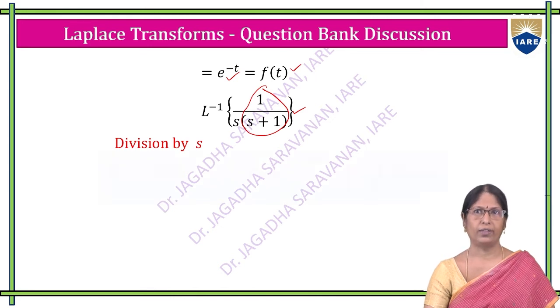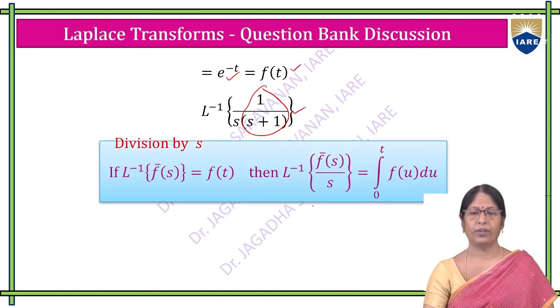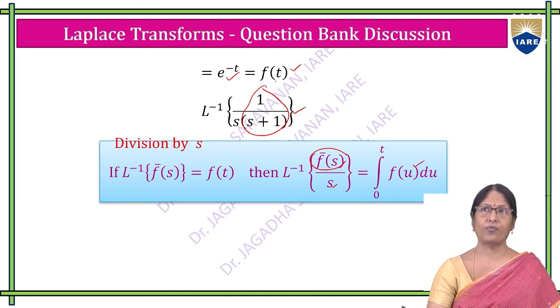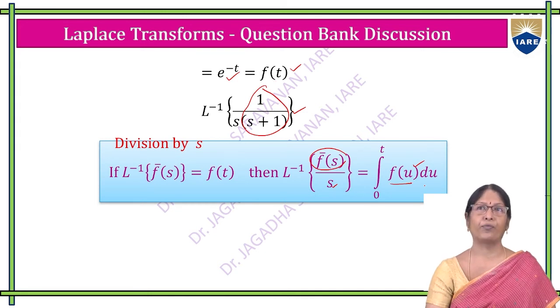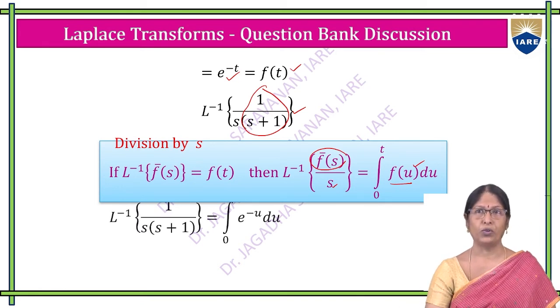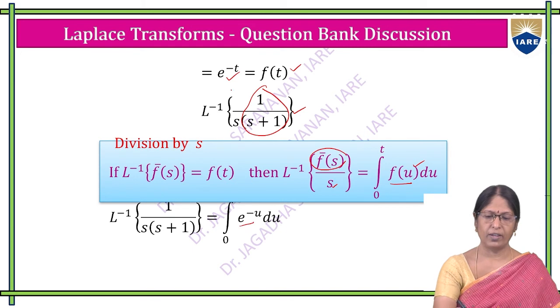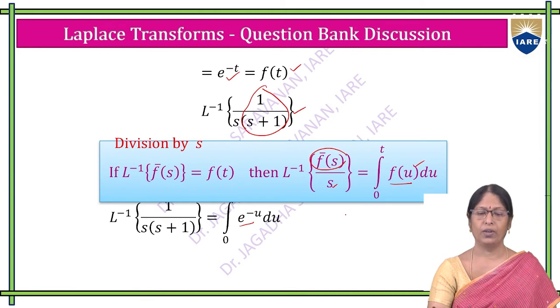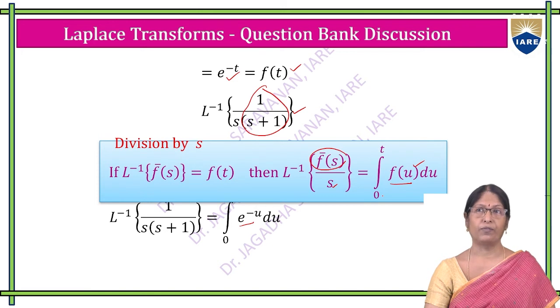Division by s. The formula is this one. That is, f bar of s divided by s, this formula is to be applied in this problem. We obtained f of t, but in the formula f of u is there, so wherever t is there, we replace it by u. So e power minus t has become e power minus u du. We have to do the integration and substitute the limits from 0 to t to obtain the final result.